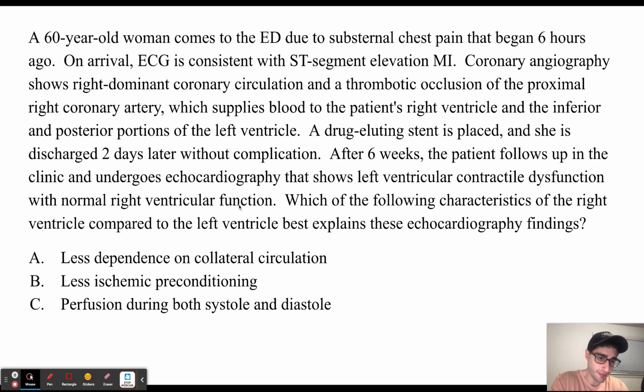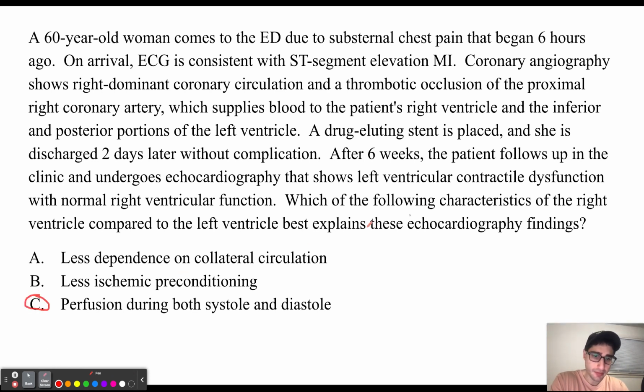Now, this is a common finding post MI, and the reason for this is because, as we previously mentioned, the right ventricle is going to be much better prepared for ischemic states than the left ventricle, and one of the reasons why the right ventricle is going to be much more ready for ischemic states is because it also has perfusion during both systole and diastole. So our answer is going to be C.